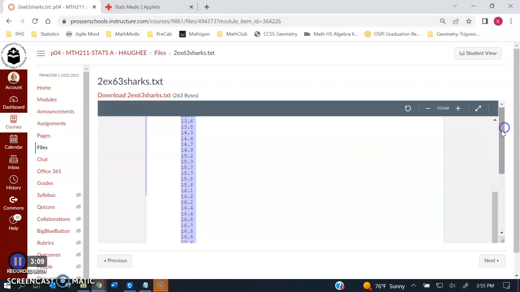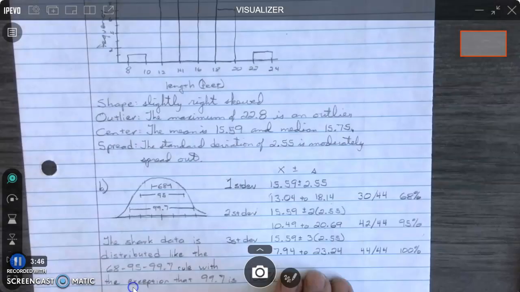If I do that for 2 standard deviations, it's between 10.49, so less than 12, and then it goes to 20.69. I can see that it's all the data except for this really tall shark or long shark and this shorter shark. That means 42 of the 44 are within 2 standard deviations. And if I go within 3 standard deviations, it happens to be all of those. So 44 out of 44. Let's go back to my document.